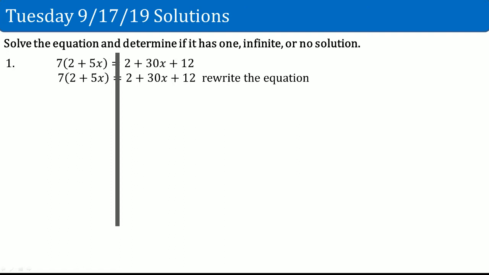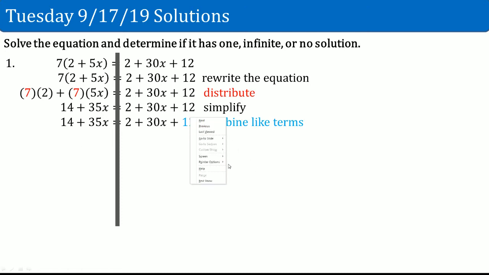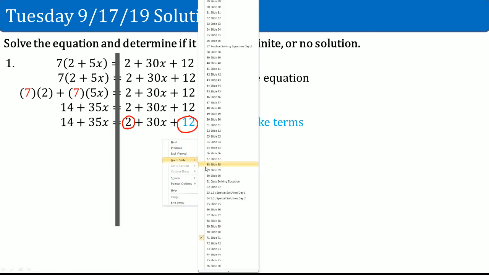7 times 2 and 7 times 5x. Let's simplify that. 7 times 2 is 14. 7 times 5x is 35x. We saw that there are some like terms on the right hand side, the 2 here as well as the 12. I didn't highlight that for you, but the 2 and the 12 here are like terms. They belong to the number family without the letter.